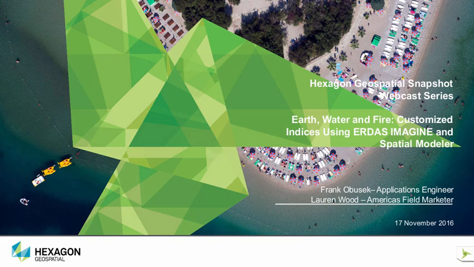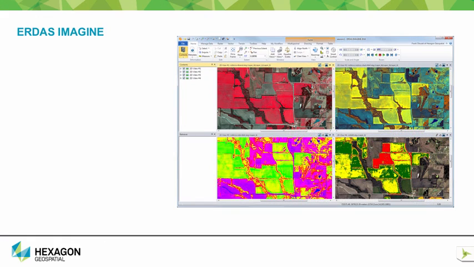Today's topic, as Jessica mentioned, we're looking at indices in ERDAS Imagine and how to do some customization with regard to earth applications, water applications, and fire applications. To get started, let's first do a little refresher on ERDAS Imagine. ERDAS Imagine is a geospatial authoring system that allows us to turn our geospatial data into actionable information. We can process optical imagery, radar imagery, hyperspectral imagery, elevation data, LiDAR data, vector data, and so forth.